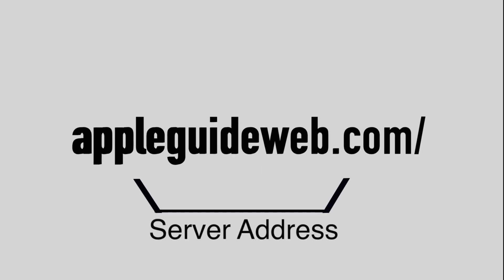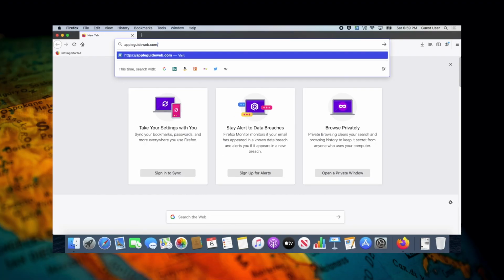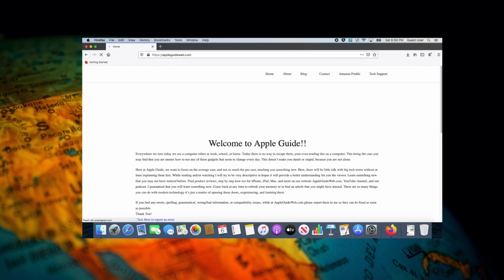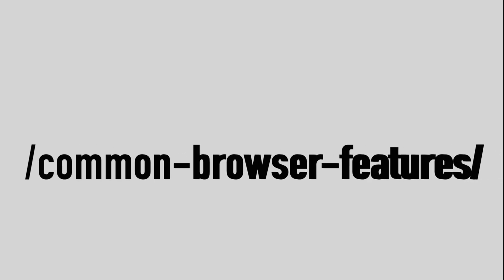www.appleguideweb.com is a server that you're trying to access. Think of the server as a computer that's openly available on the internet. Now, your computer, through your browser, will scour the internet for that computer. And then everything after appleguideweb.com is a file path to the site you're visiting.